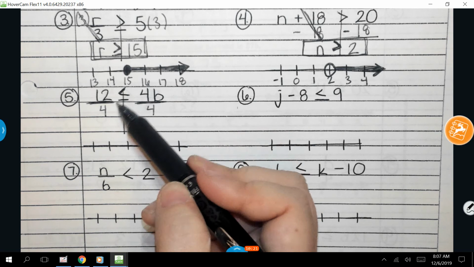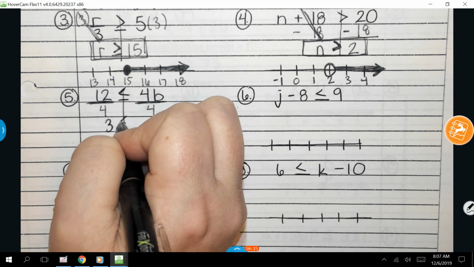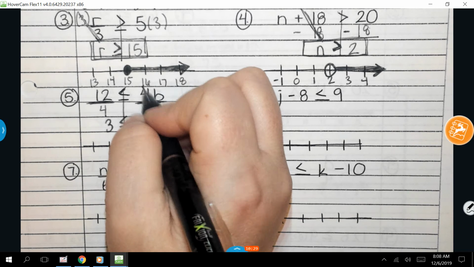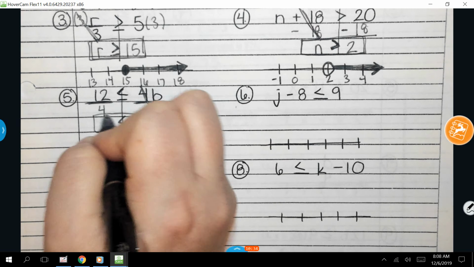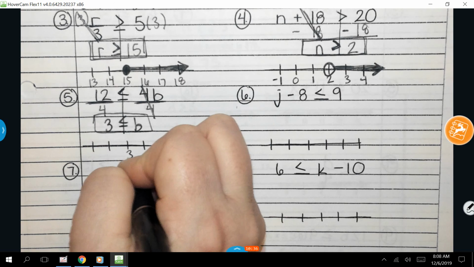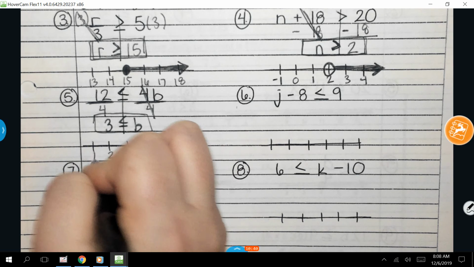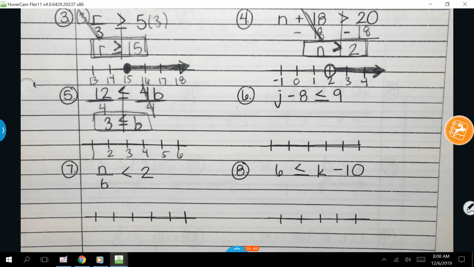So here I have 12 divided by 4, which is? 3. Keep my symbol. And what happens to 4 on top, 4 on bottom? Go away. I'm left with B. Okay. So we're going to put 3 on the number line, 4, 5, 6 in front, adding my 2 and 1. If your 3 isn't in the exact same spot, that's okay. Just fill in the rest of your numbers.